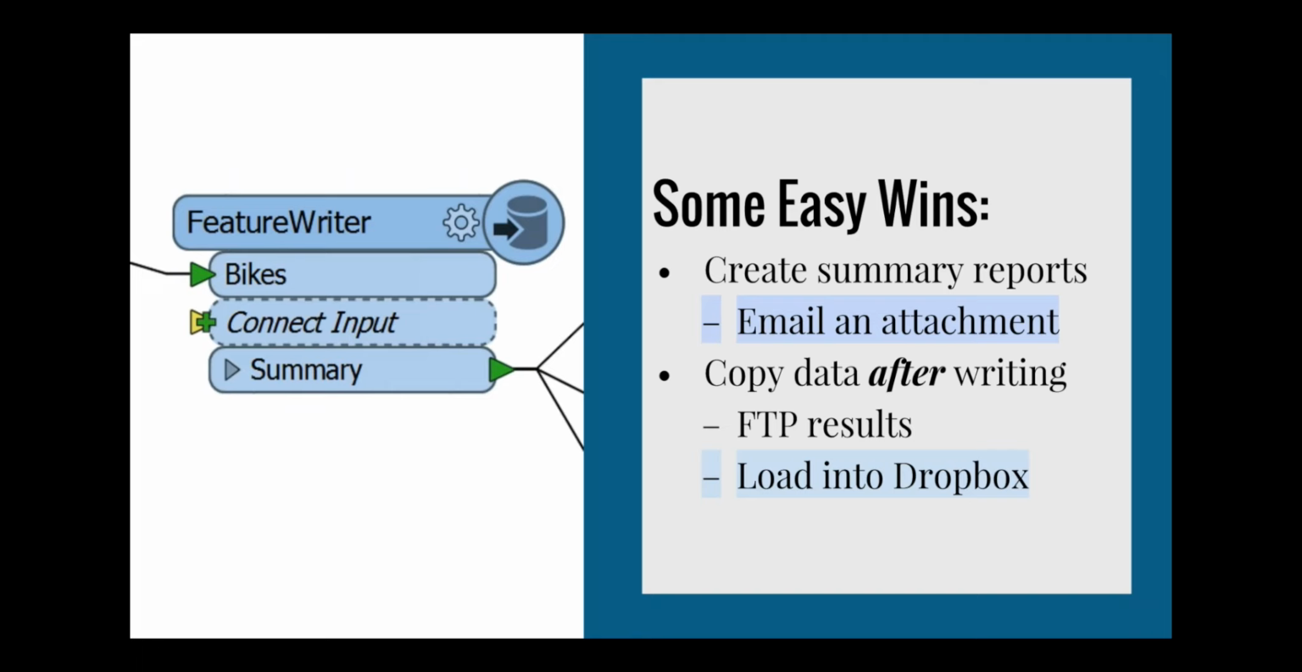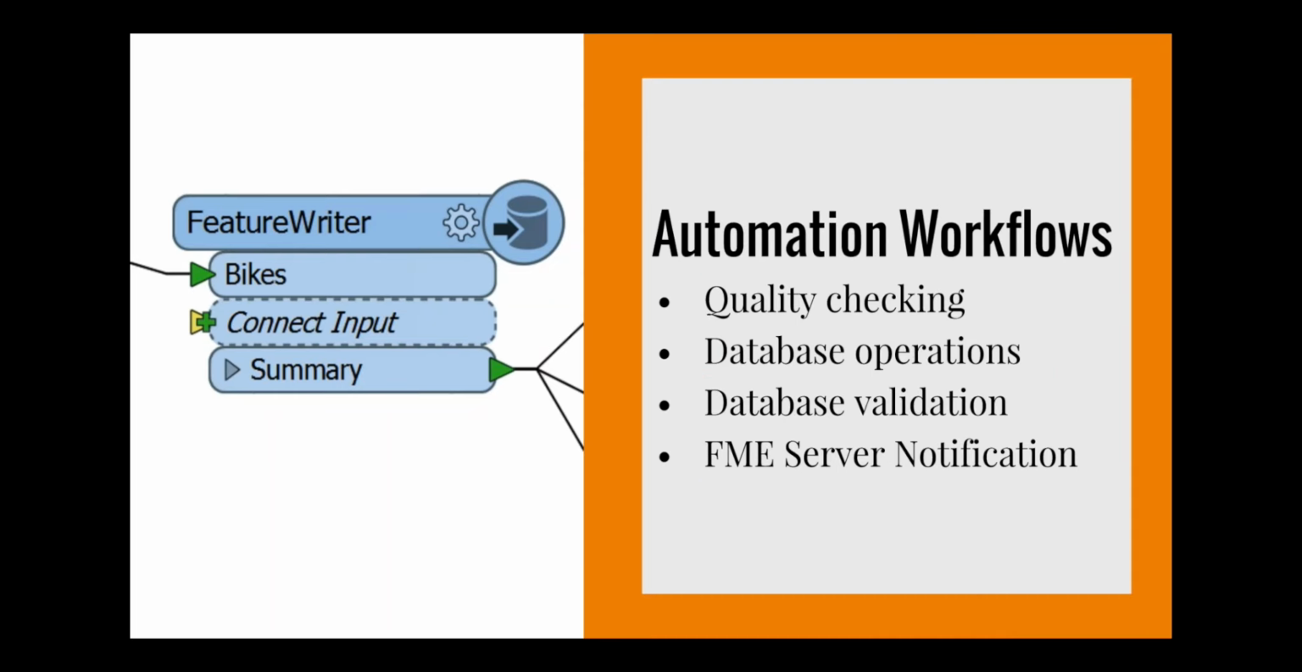So the data set would be the path to, say, a zipped up file or a shape file location or something like that. So some easy wins are the ability to take the data set and email it as an attachment, and being able to copy the data from one location to another, maybe a Dropbox folder or an FTP site even. So those are a couple of the very easy wins we have. And then the automation workflows.